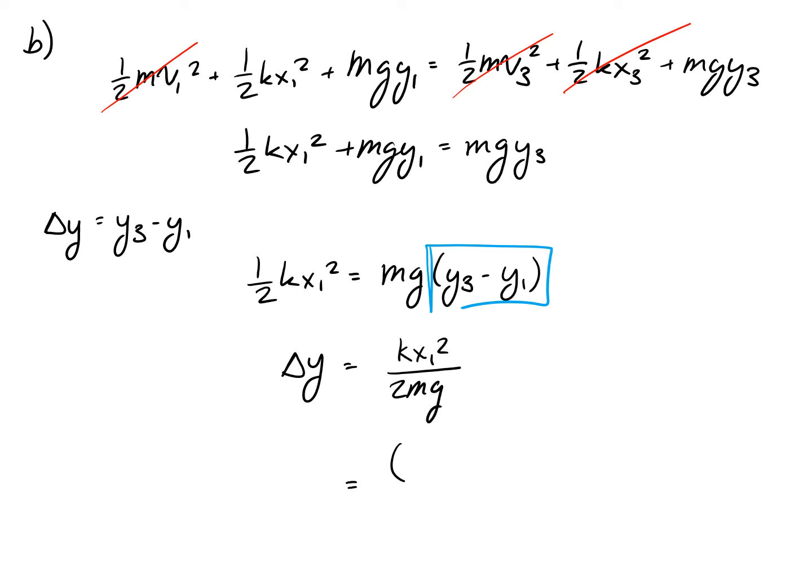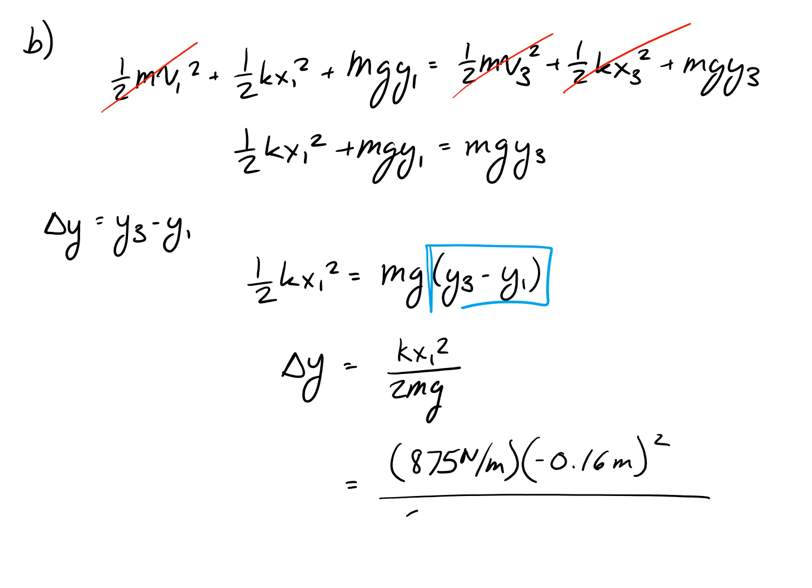So k is going to be equal to 875 newtons per meter. My initial position that I've compressed is negative 0.16 meters, and that gets squared, over 2 times the mass, so 0.38 kilograms, times the acceleration due to gravity.